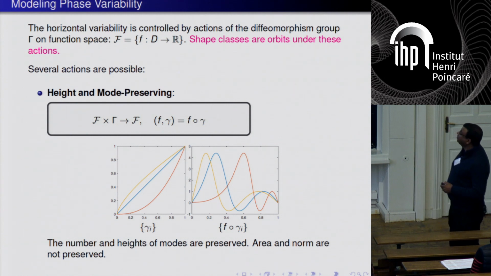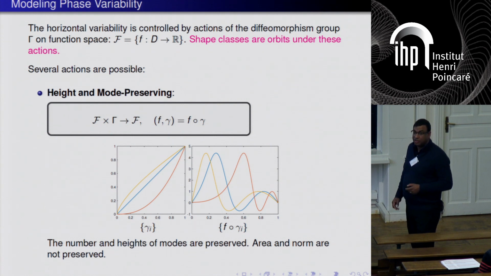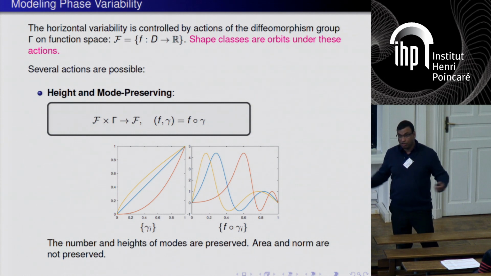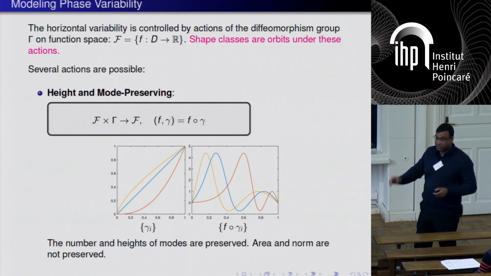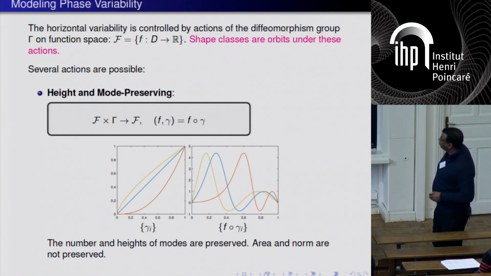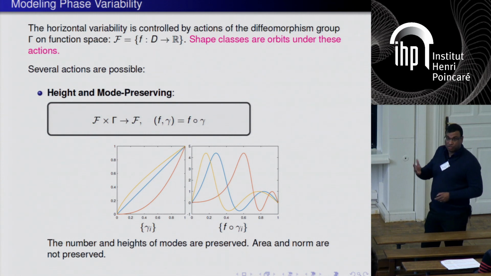And how does one do that? One uses the action of a diffeomorphism group. So you have some space of functions, and there are several actions possible. Depending upon the application, one uses different ones. The first and the simplest one is simply composition, time warping. You have a function, and gamma is just warping the domain. People call it time warping. It's just moving the peaks horizontally left and right. So I have a function in blue, and I apply these two different warping functions, and I get these corresponding warped functions. In this group action, the number and the heights of modes are preserved, but the area below the curve or the norm of the curve and so on can change.